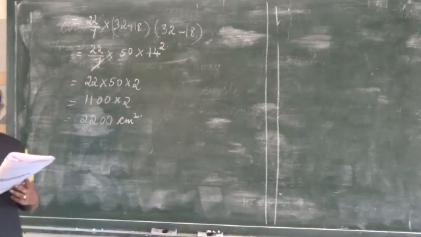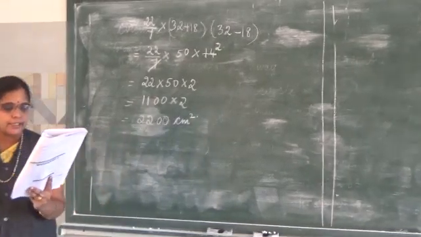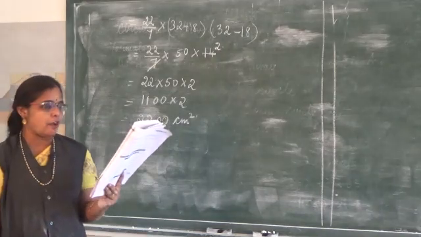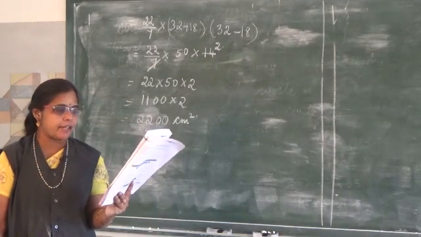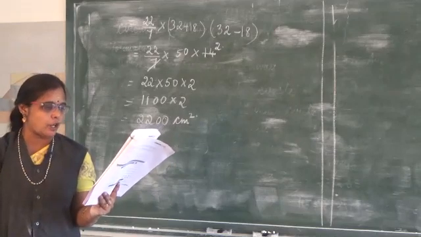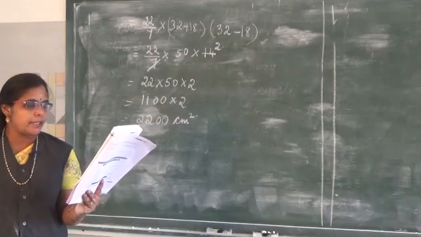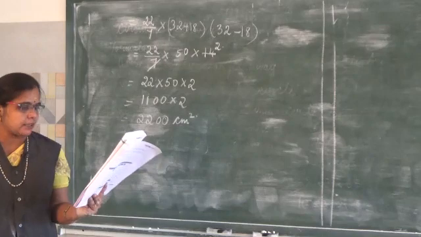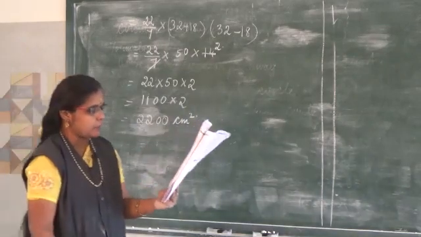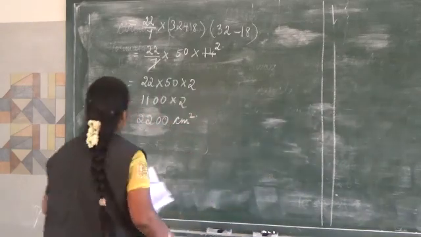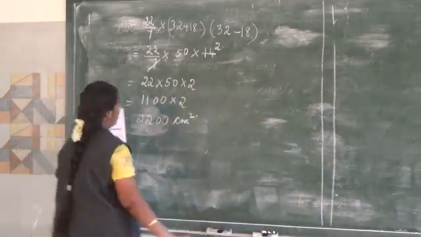Now, we will see the second problem. There is a circular lawn of radius 28 meter. A path of 7 meter width is laid around the lawn. What will be the area of the path? Here, the circular lawn they have given as 28 meter. So, the second problem.